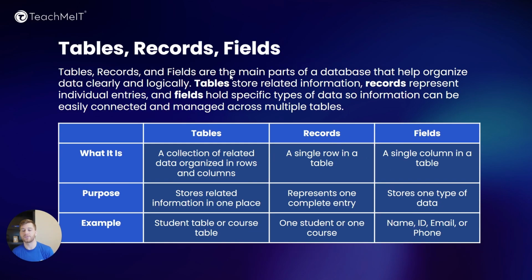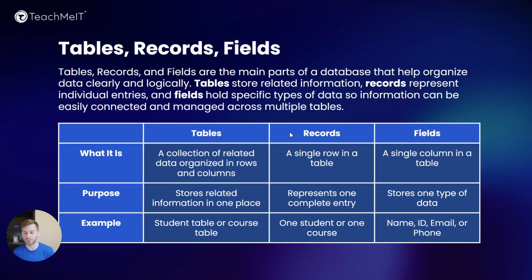Here we have tables, records, and fields, and these are the main parts of a database that help us organize and store data clearly and logically. Our tables usually store related information. Records represent individual entries, and fields hold specific types of data so that information can be easily connected and managed across multiple different tables. So tables, collection of related data, they store related information in one place.